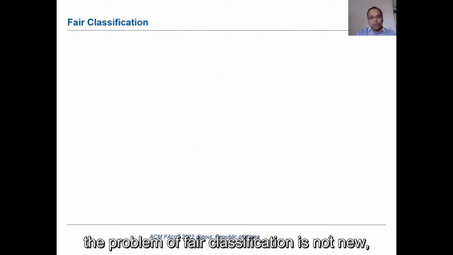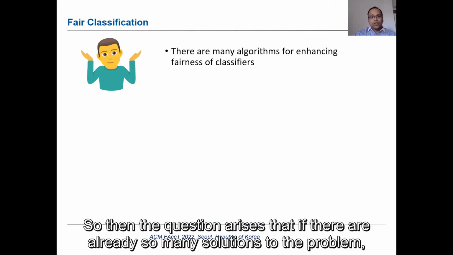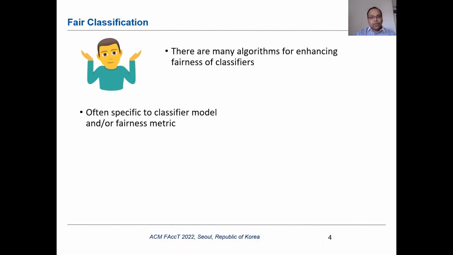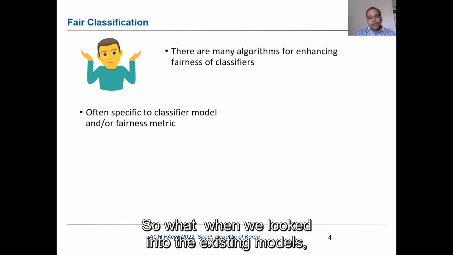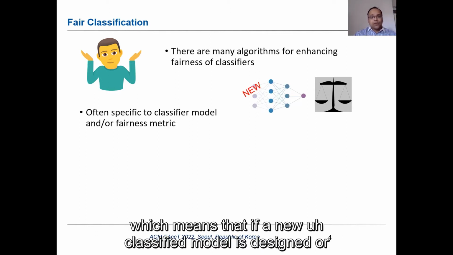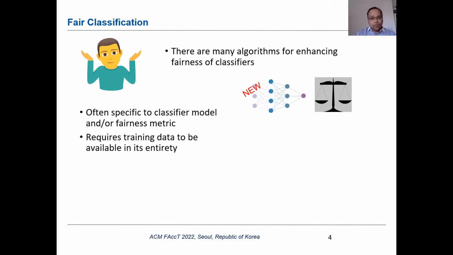Of course, the problem of fair classification is not new, and there are many algorithms which have been designed to enhance fairness of classifier models. So the question arises: if there are already so many solutions to the problem, what extra are we doing? When we looked into the existing models, what we found out was that often these are specific to a particular classifier model or fairness metric, which means that if a new classifier model is designed or a new fairness metric comes up, then these solutions would not fit.